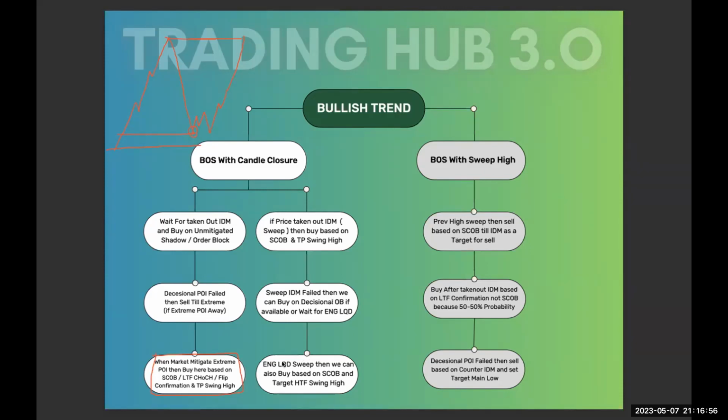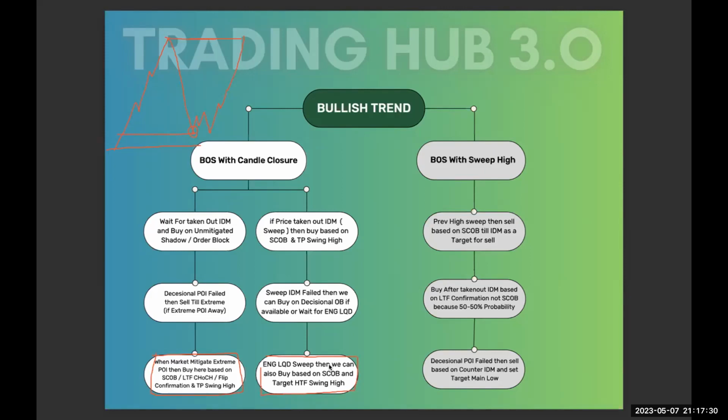And the next one, instant liquidity sweep. In a sweep scenario, then you can also buy only single candle order block. Target a higher time frame swing high. In this case, you don't need to wait for chalk or flip, because the instant liquidity is a sweep here. Instant liquidity, inducement, main high low: if swept, then you can buy or sell based on only single candle order block. You don't need to wait for chalk flip or anything. Chalk flip is only applicable when there is a candle closure.